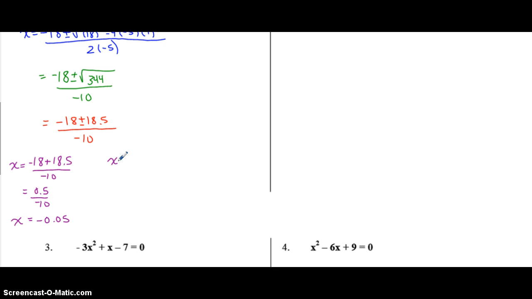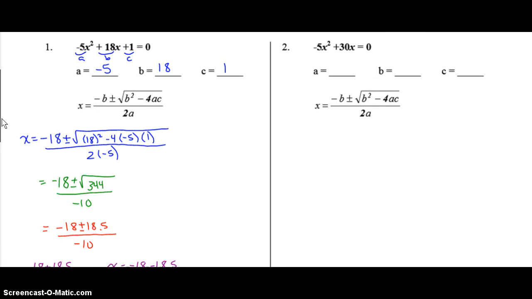The other solution is found using the minus. Negative 18 minus 18.5 over negative 10. Negative 18 minus 18.5 is negative 36.5. And when you divide that by negative 10, you get 3.65. So those are your two values of x.